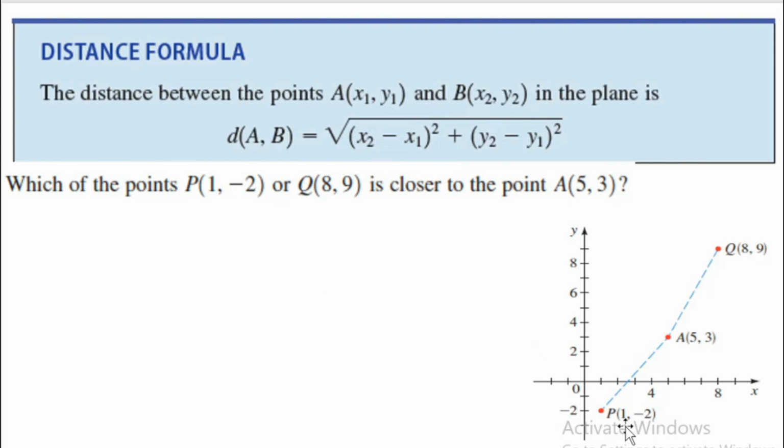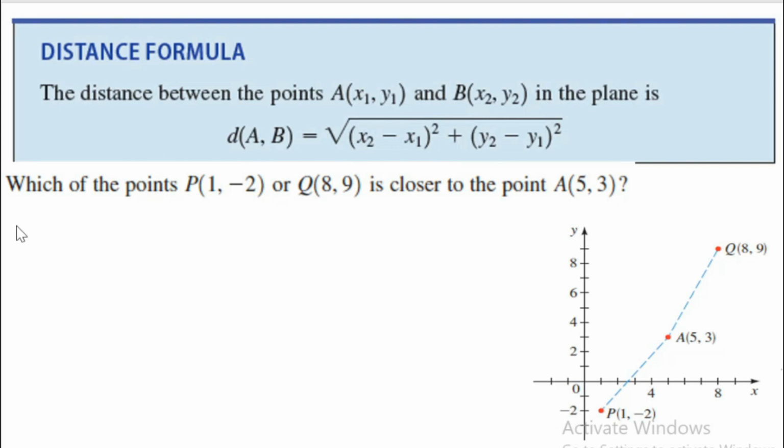As you can see here, point P is located at quadrant 4, whose coordinates are (1, negative 2). And point A is located at the first quadrant, whose coordinates are (5, 3), as well as the point Q, which is also in the first quadrant, whose coordinates are (8, 9). Now, to find which one is the closer point to A, we're going to find the distance PA and the distance QA.